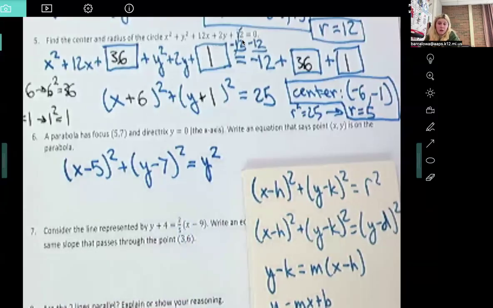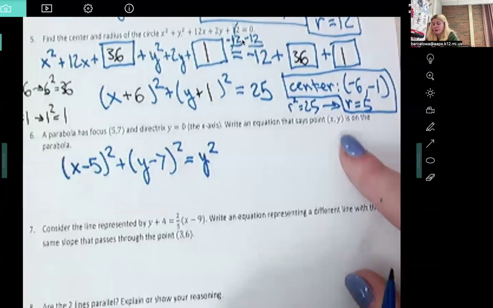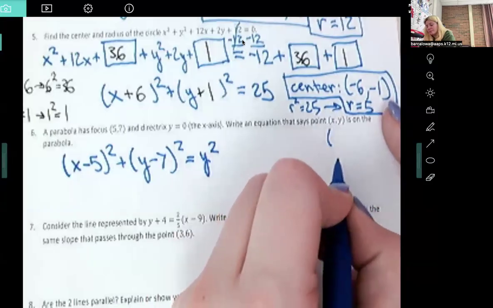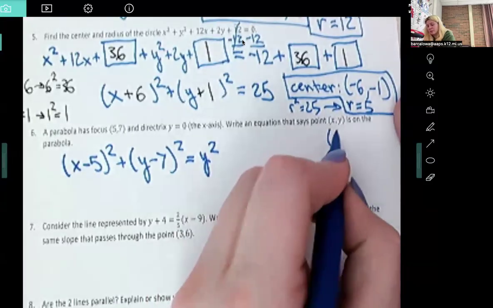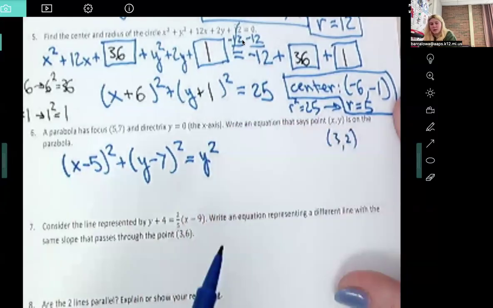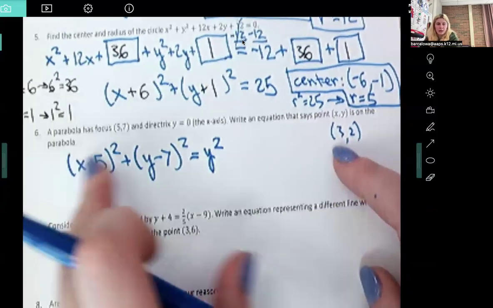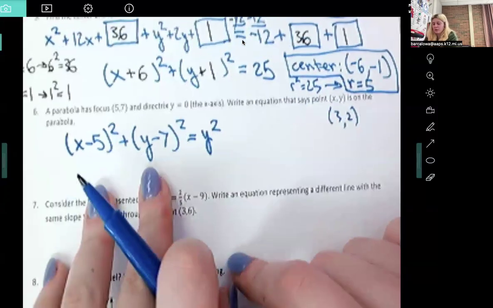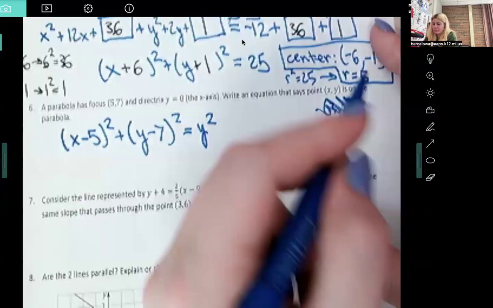Pretty cool? So if I wanted to test a point, like if I would say, I don't know, 3, 2 or something, you could replace every x with 3 and every y with 2 and see if they're equal to each other. I just made that up though.